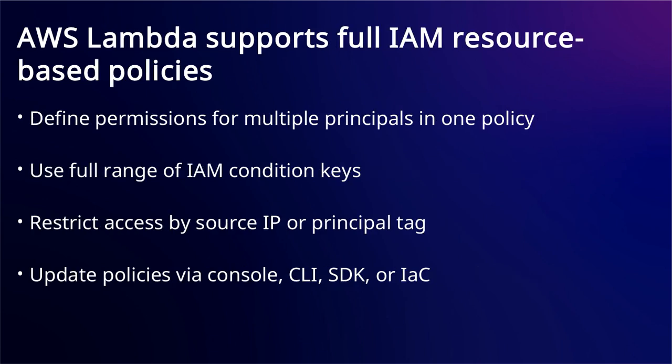Previously, Lambda functions required you to add permissions individually per principal, which limited flexibility for platform admins and security teams managing permissions at scale across multi-account architectures. Now, you can define permissions for multiple principals and actions in a single policy document using the full range of IAM condition keys. This means you can restrict access based on source IP or principal tag, and allow multiple services to invoke a function using a single policy rather than maintaining multiple statements.